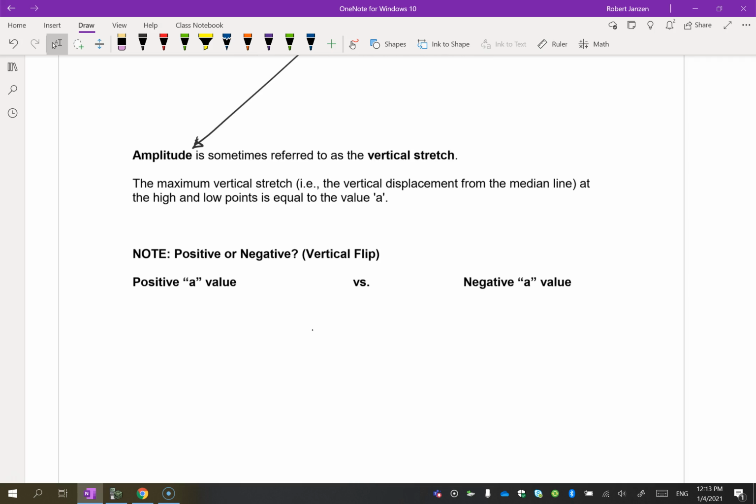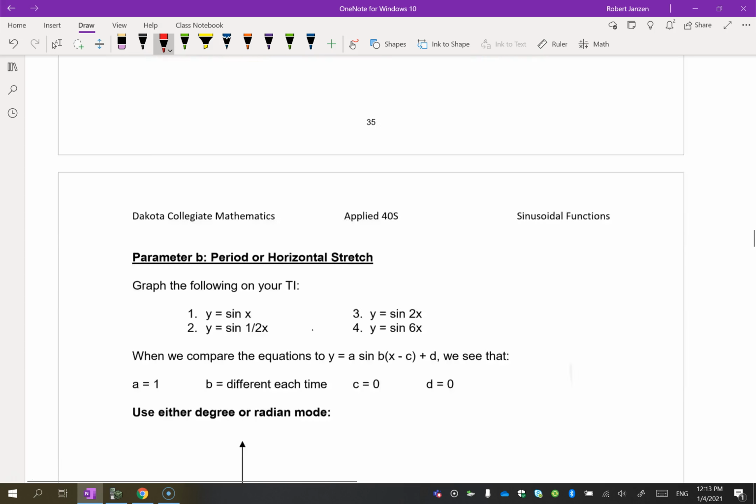A positive value as opposed to a negative value: the negative just flips the graph upside down. So if the graph looked like this, then flipped it would look like this. So that's what we call the first parameter.